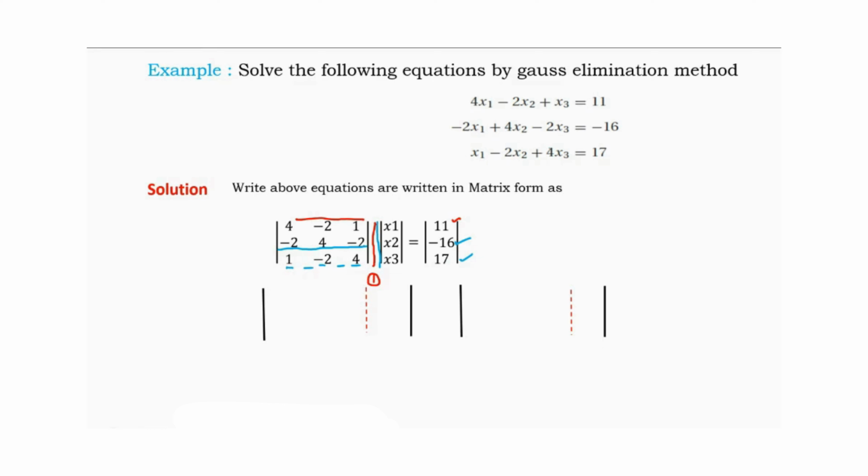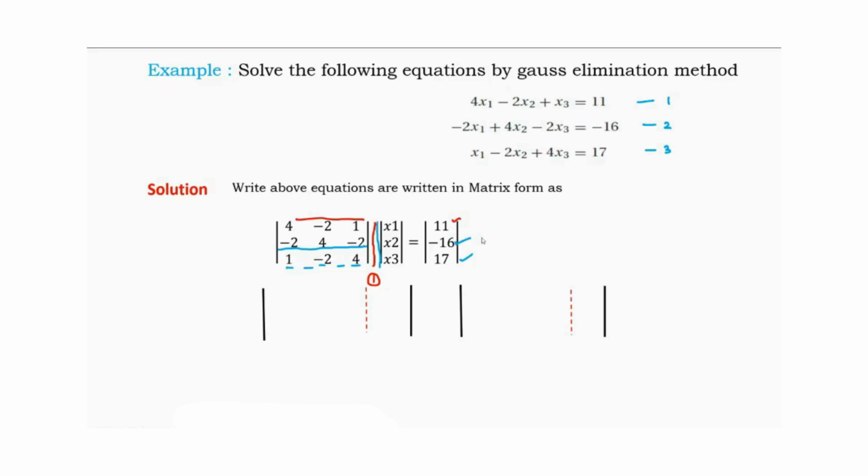So these are the 3 equations we have: equation 1, equation 2, and equation 3. All these 3 equations are written in matrix form. I hope you know this, or if you don't, now you have learned how to write these equations in matrix form. So I have written this in matrix form.